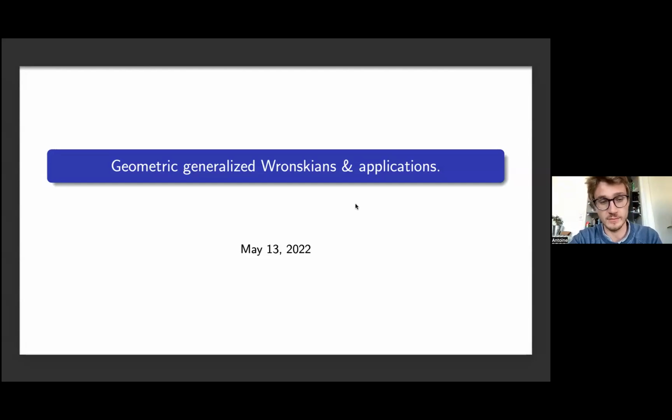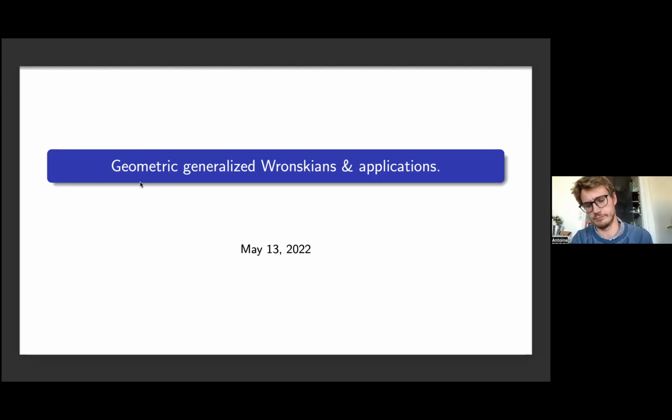So in the first part, I will recall or define what generalized Wronskians are, and consider only a subfamily of them that we call geometric. And then as a second part, I will give a first application in hyperbolicity. Of course, I will give a short introduction to hyperbolicity to motivate the result. And then in the third part, I will talk about application in foliation theory. So I will give two applications.